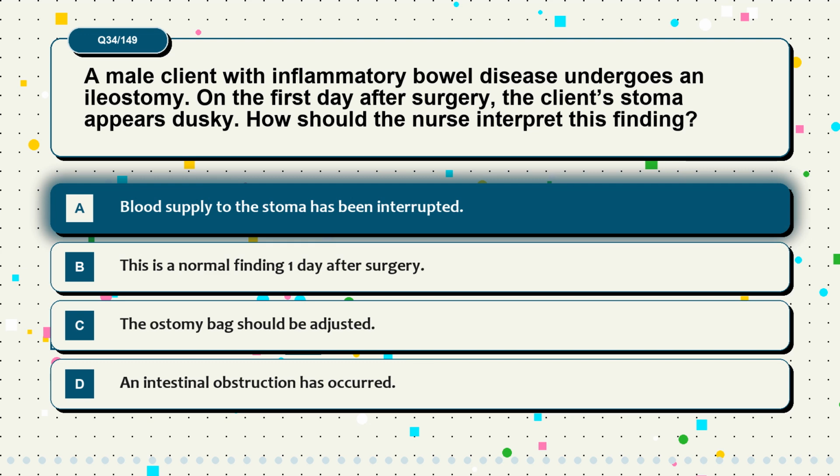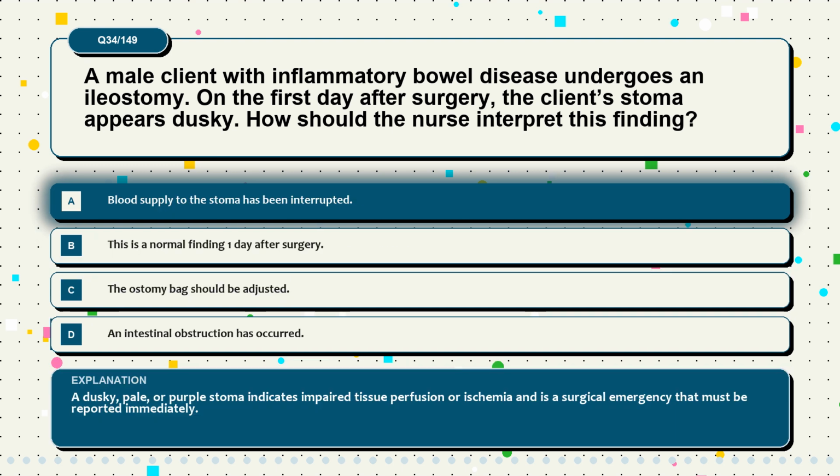The correct answer is option A. Blood supply to the stoma has been interrupted. A dusky, pale, or purple stoma indicates impaired tissue perfusion or ischemia and is a surgical emergency that must be reported immediately.